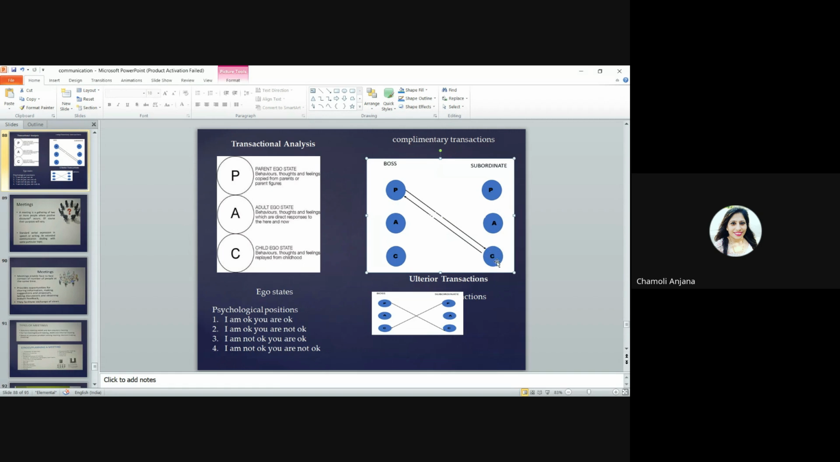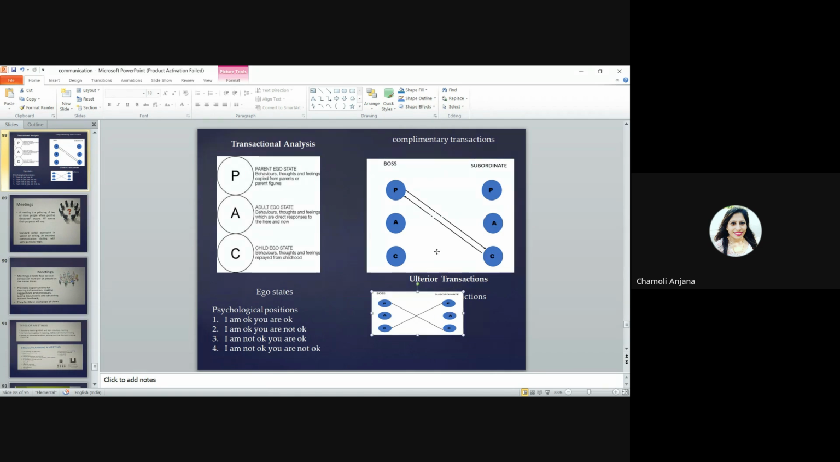Now, if the employee who has been treated as a child by his boss also behaves as a child and responds to his boss as if he is the parent, and he says, yes sir, I agree with you, I will come on time, right? So he's agreeing because a child is submissive. If you can see here, the answer given by the employee is the response. The question asked by the boss was the stimulus. So here the stimulus and response are parallel to each other. So this kind of transaction is called a complementary transaction.